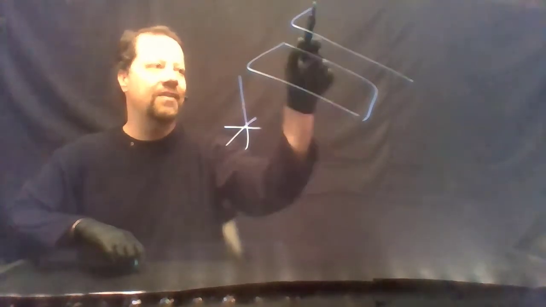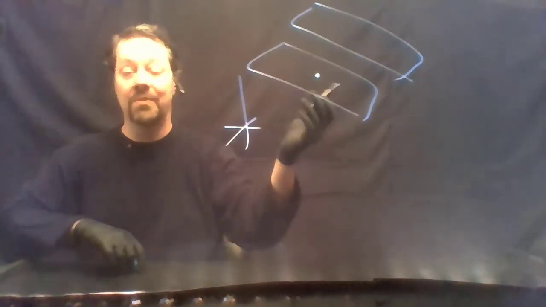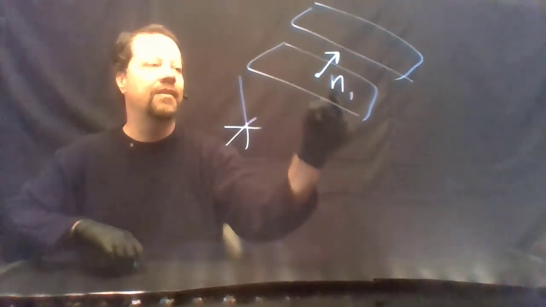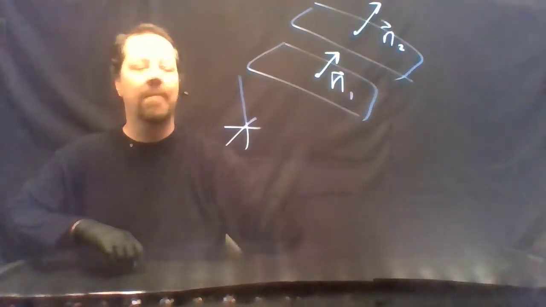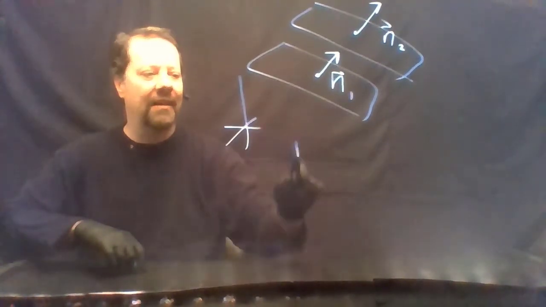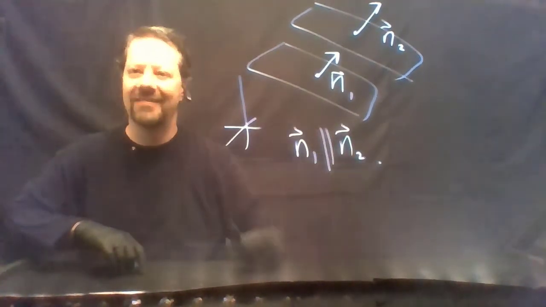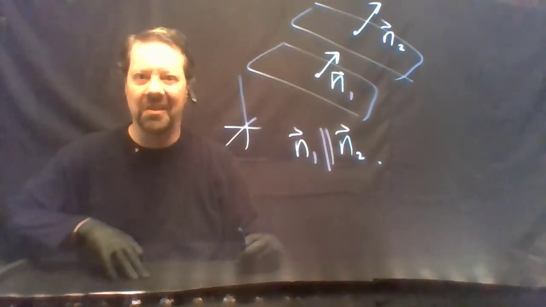How do you know whether or not two planes are parallel? Well, of course, we don't want them to intersect, but an easy way to tell is to look at their normal vectors, n1 and n2. These planes are parallel if and only if their normal vectors are parallel. Planes are orthogonal if their normal vectors are orthogonal.